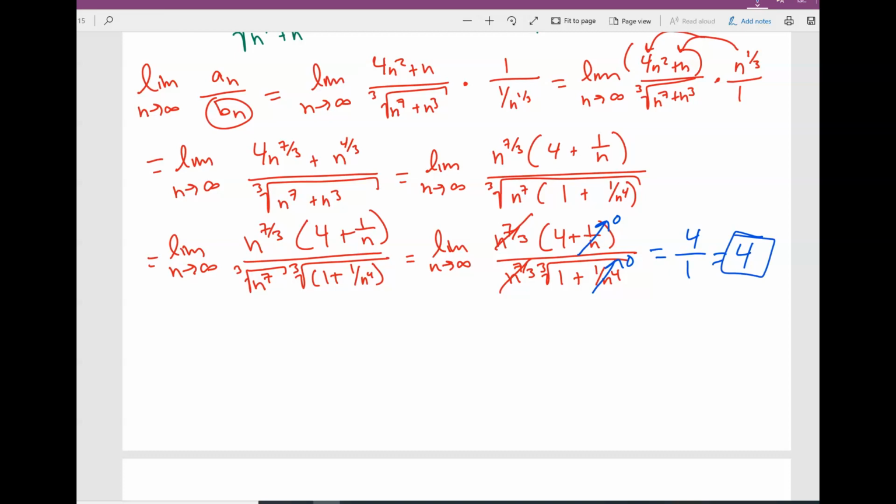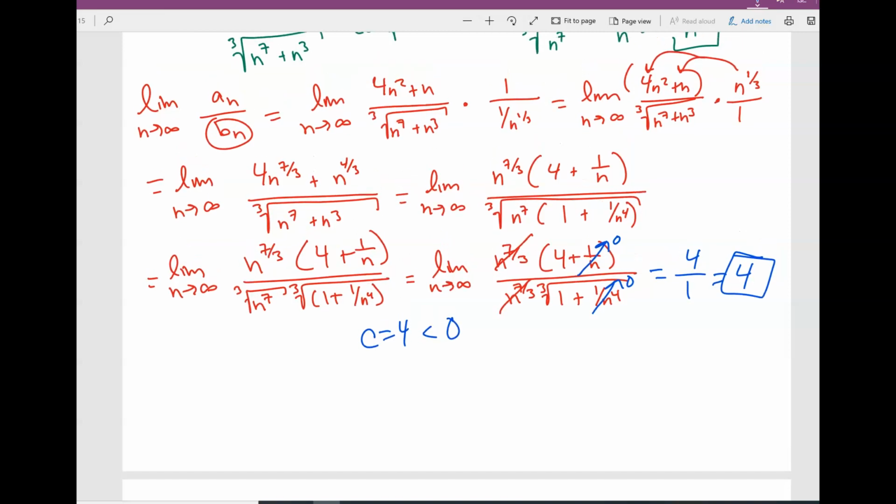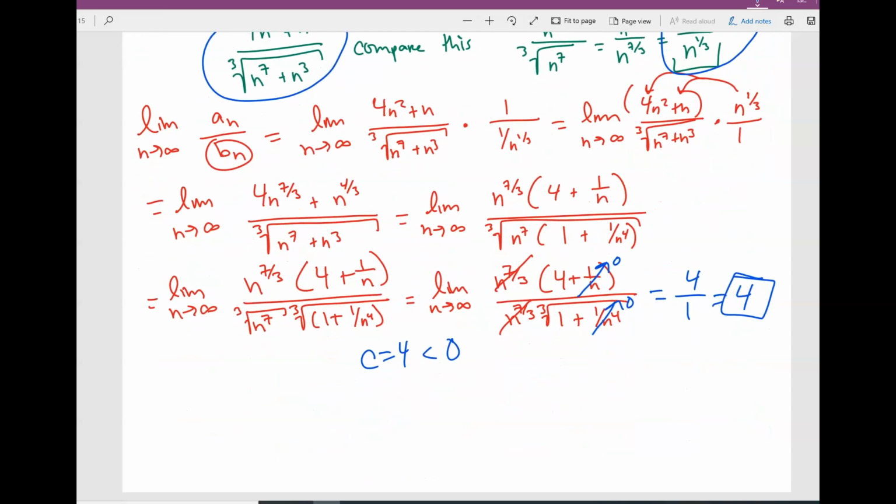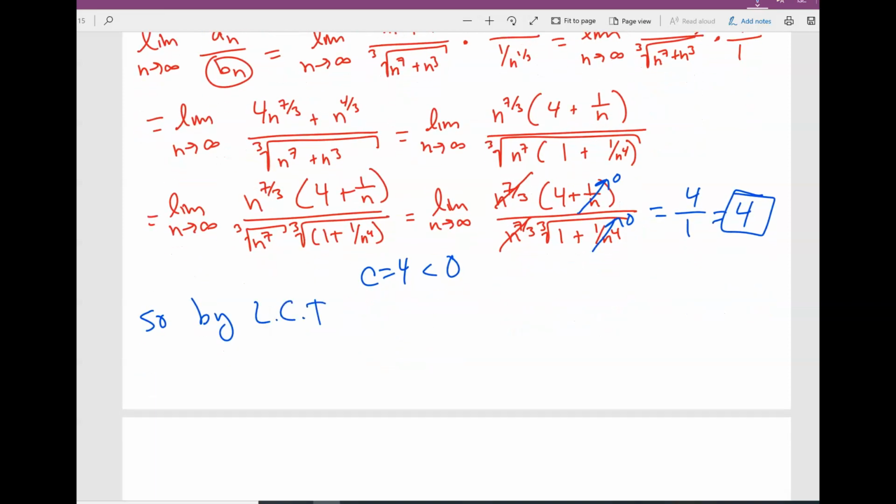Notice that 4 is a positive number, so c, which equals 4, is positive, and it's also finite. So what did that tell you? Because this guy diverges, then this guy, by the limit comparison test, is also going to diverge. So by the limit comparison test, the sum from n equals 2 to infinity of 4n squared plus n over the cubed root of n to the 7th plus n cubed diverges.